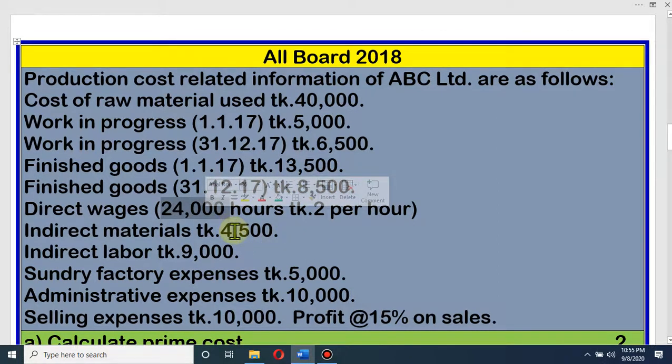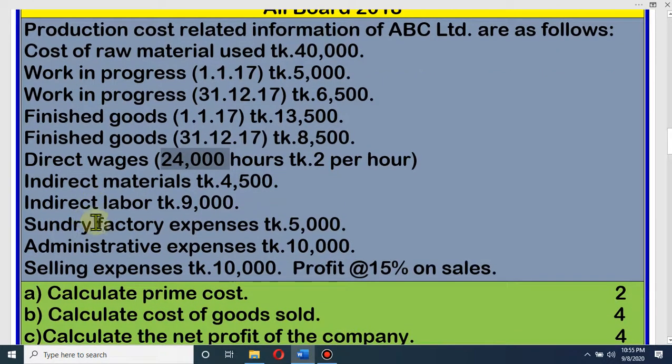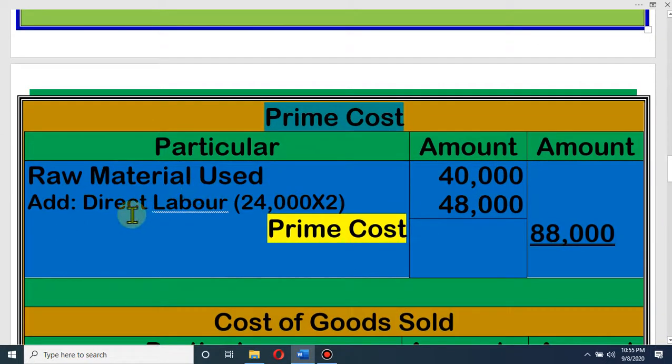And now we will look into other direct expenses. Yes, dear student, there are no other direct expenses, so we have only two elements: number one raw material, number two direct wages. So let's come to the solution. Raw material used 40,000 and direct labor 24,000 into 2, that means 48,000. So dear student, prime cost is 40,000 plus 48,000, it is 88,000. Very easy one. If you know the formula, you can easily solve it. I hope all of you understand.